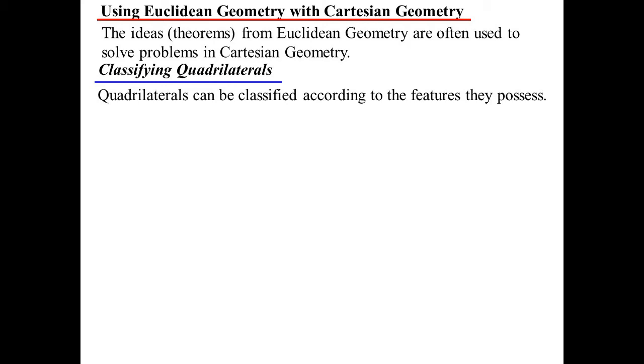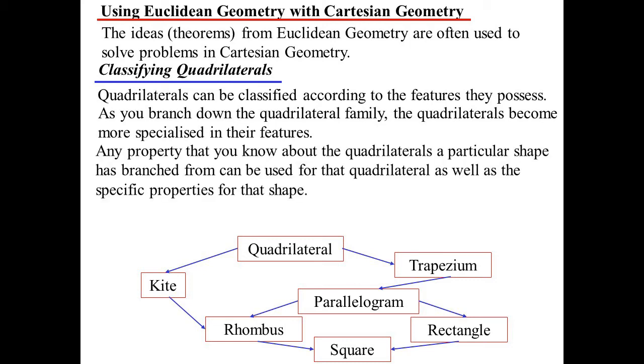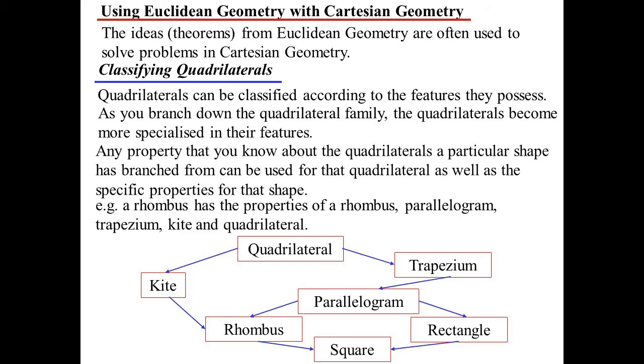So remember how we classify quadrilaterals. They're always classified according to the different features. And the more specialized it becomes, the more features they possess. So as we branch down that quadrilateral family until eventually we get to the perfect quadrilateral, the square. So any property that you know about a particular quadrilateral can also be used for any shape that branches into it. So for example, a rhombus, yes, it will have the properties of a rhombus, but it'll also have the properties of a parallelogram, a trapezium, a kite, and a quadrilateral.